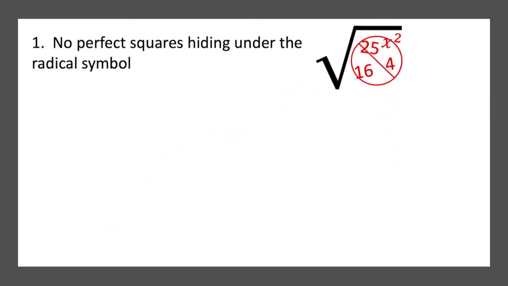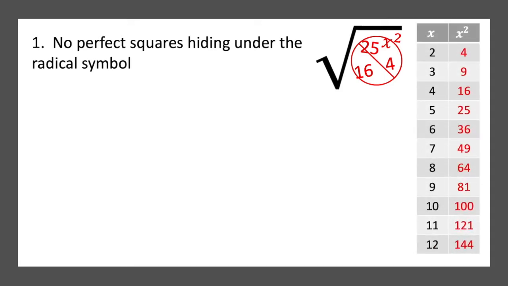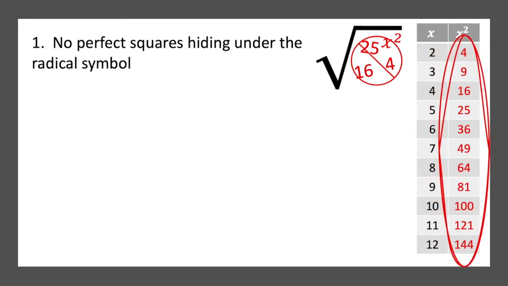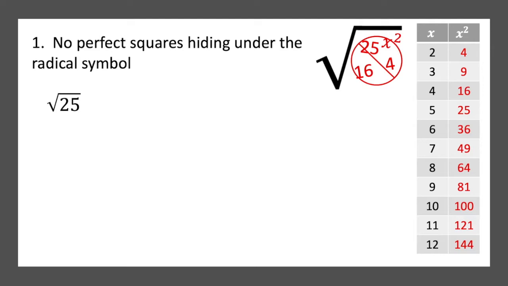Number 1, no perfect squares hiding under the radical. Now, first thing we need to do is talk about what perfect squares are. I always like to make myself a table, and on the left is x, and on the right is all of those x's squared. So 2 times 2 is 4, 3 times 3 is 9, and so on. So if we look at the square root of 25, well, that's made by 5 times 5. So the square root of 25 is just 5.